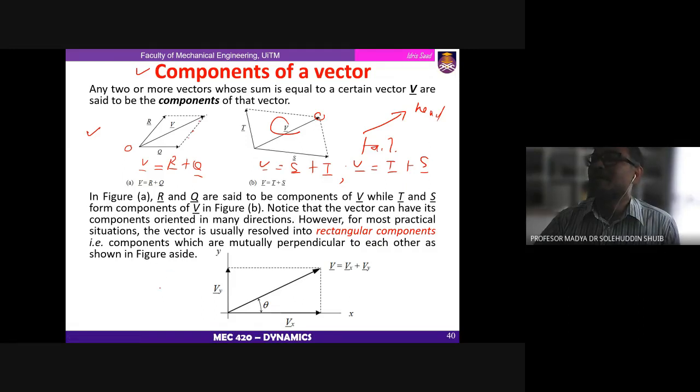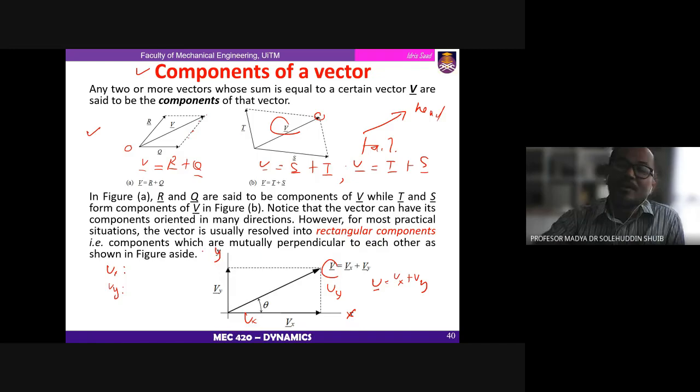Which is what we call mutually perpendicular to each other here. So if you want to write this vector V, we can write in terms of V in X direction component, Vx, and Y component. So I can write here Vx and then I can write here Vy. Therefore, V equals vector X plus vector Y. We have this type of coordinate system.